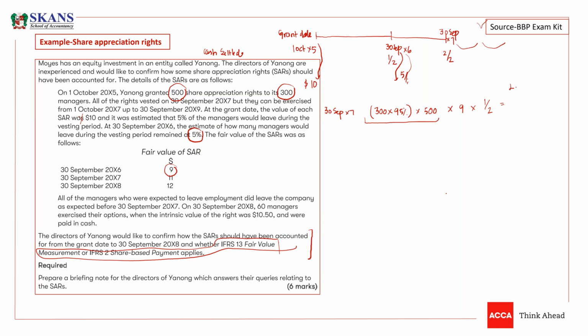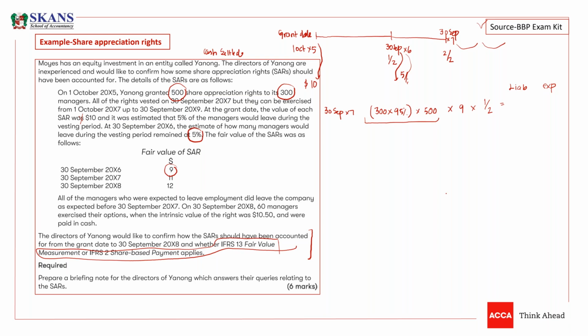So there would be a liability, and we need to create an expense as well. So what is the liability, guys? 285 employees into 500 into 9 into 1 by 2.